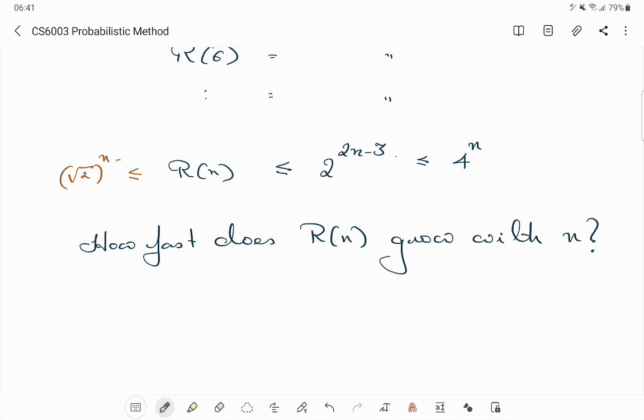And one of the biggest problems in this area is to try and narrow down this gap. Some progress has been made with considerable effort, but still there is almost the same amount of gap left.